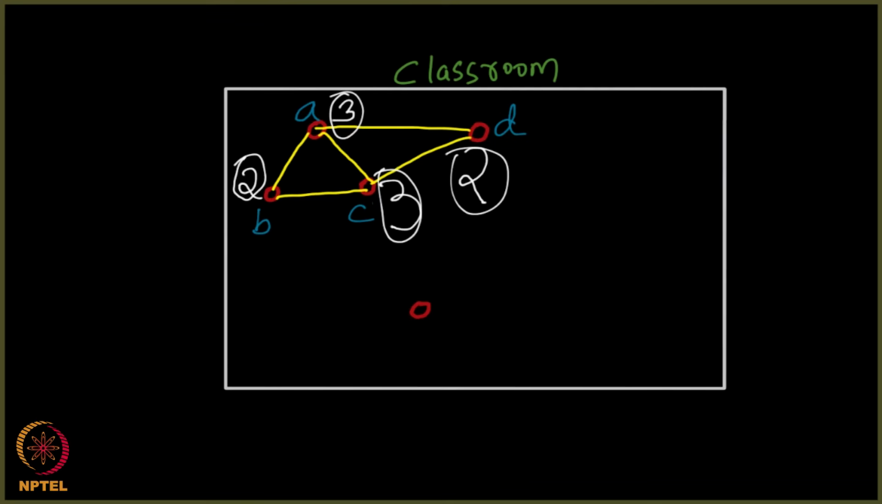He looks at these people A, B, C, D and looks at their degrees. A has degree 3, B has degree 2, C has degree 3, D has degree 2. And E must make friends with, let's say, 2 people. Every person who comes inside makes friends with 2 people. Just the way D made friends, E also makes friends with 2 people. And whom will he choose? The story goes like this.